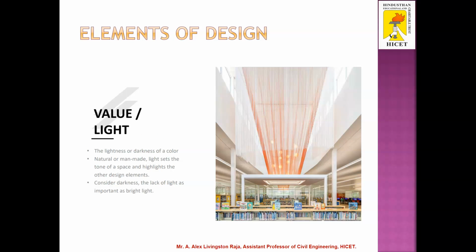Value is defined as the lightness or darkness of a color. Natural or artificial, light sets the tone of a space and highlights other elements of design. Darkness is considered as the absence of light. Dark shades absorb more light, thereby creating a darker atmosphere, while bright colors reflect more light and improve the illumination of the enclosed space.